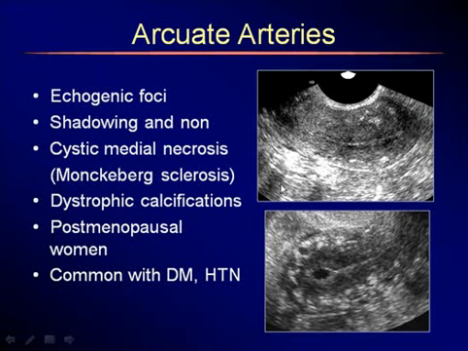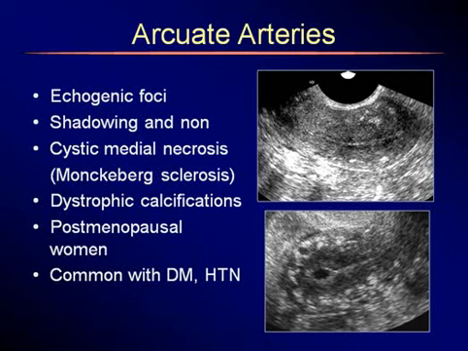Now, the arteries, I mention these because the arcuate arteries are also located in there, and eventually they may calcify in older patients. And then they become hyperechoic foci, some with shadowing, some don't really shadow because they're very fine calcifications. And they really represent cystic medial necrosis, or pathologically speaking, Monckeberg sclerosis. So these dystrophic vascular calcifications represent the location of the arteries. And when we see these, they're usually postmenopausal women, so it's not unusual to see it.